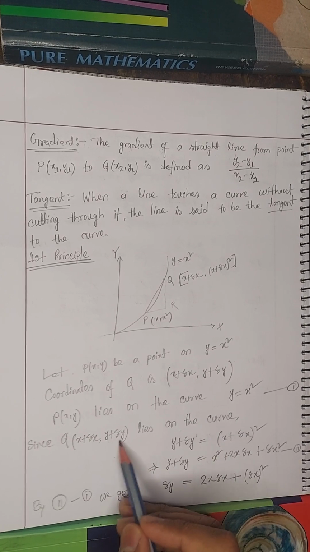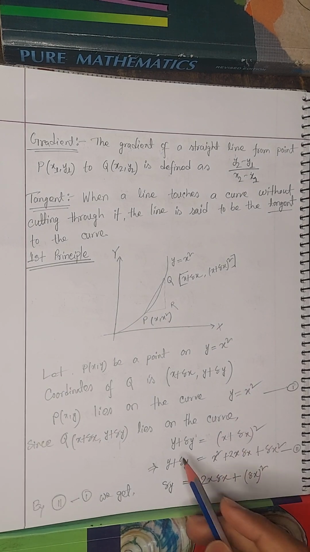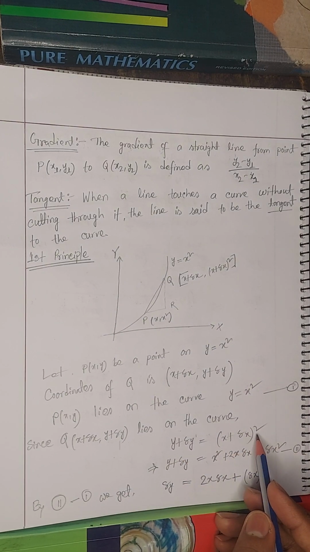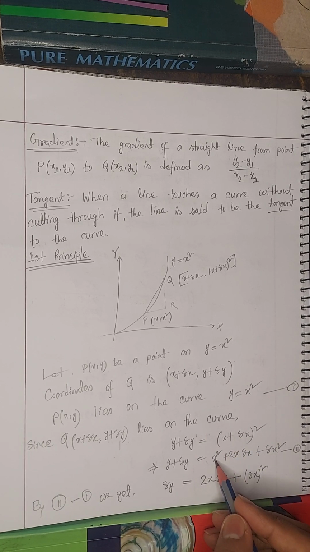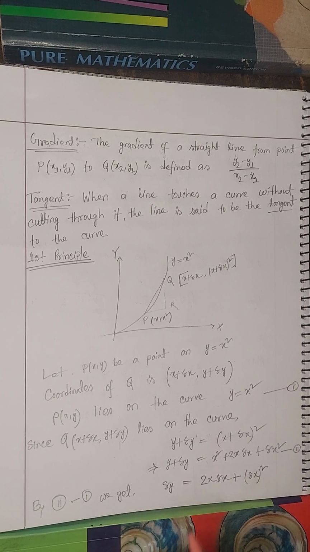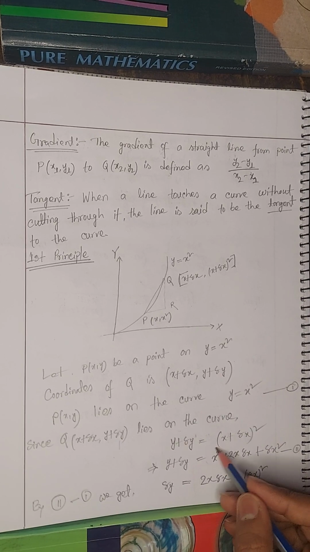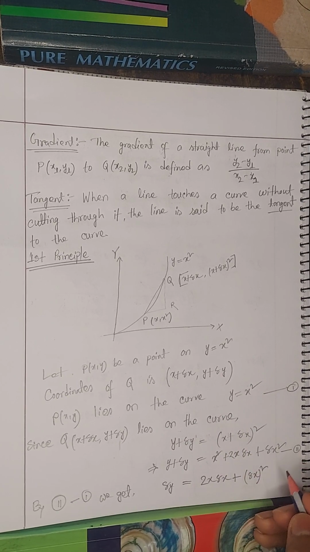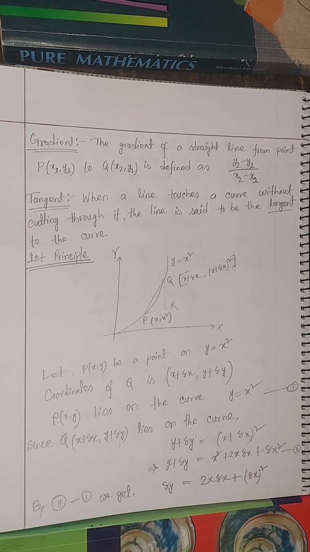Then we can put this point in this equation. Then we get y plus delta y is equal to x plus delta x whole square, and here if we apply the a plus b whole square formula, we get a square plus 2ab plus b square. By subtracting equation 1 from equation 2, we get delta y. The value of delta y is 2x delta x plus delta x whole square, since when we subtract, the terms x square and x square cancel, and the remaining part is 2x delta x plus delta x whole square.